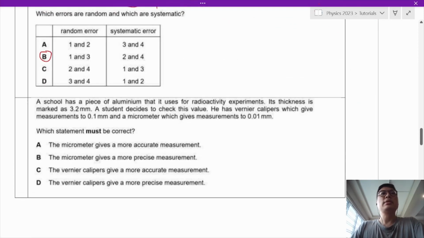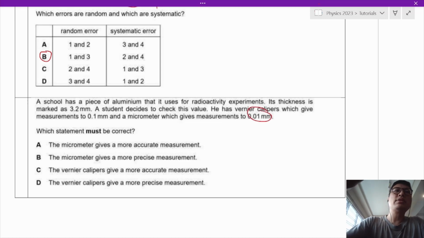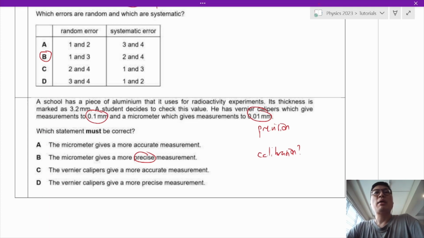Okay, now let's take a look. A screw as a piece of aluminium uses radioactivity. The thickness is marked as 3.2. There are vernier calipers which give measurements to 0.1 and a micrometer which gives measurements to 0.01. So this talks about the instrument precision. However, the instrument calibration is not stated. So using a micrometer will give a more precise measurement, but not necessarily a more accurate measurement.